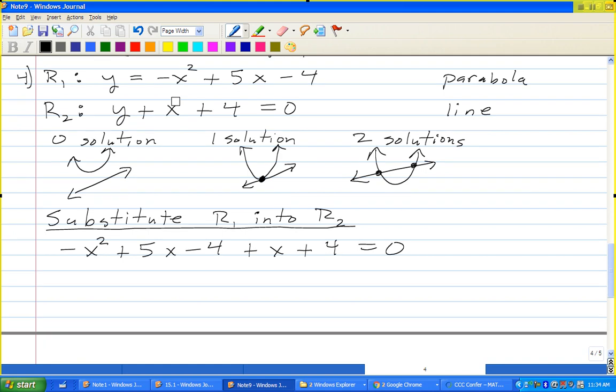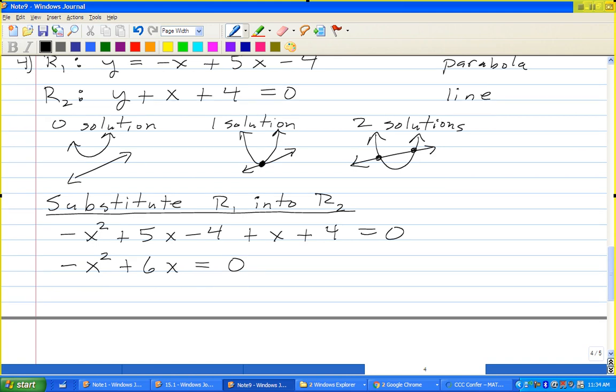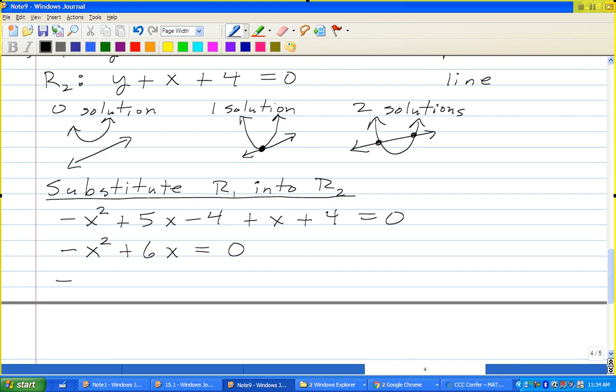Well, I get a negative x squared, combine like terms. 5x plus x is 6x. The 4's cancel, equals 0. Let me factor out a negative x. So negative x times x minus 6 is 0.